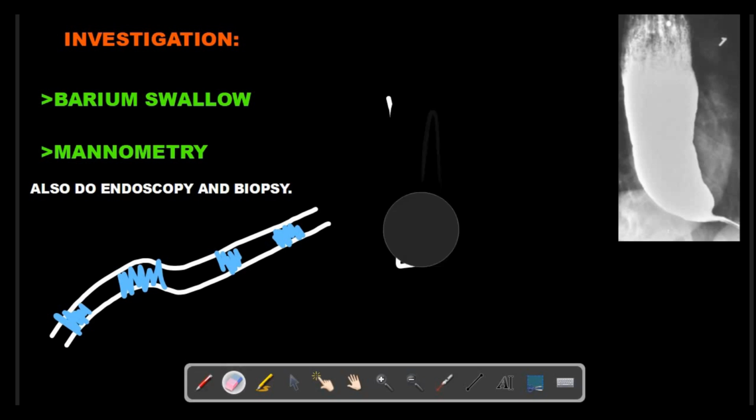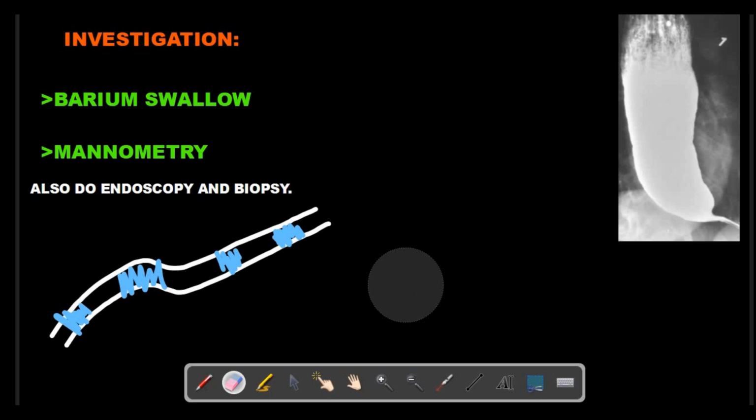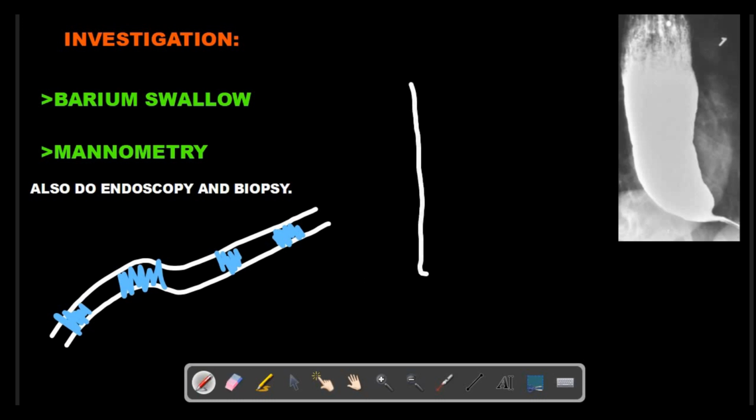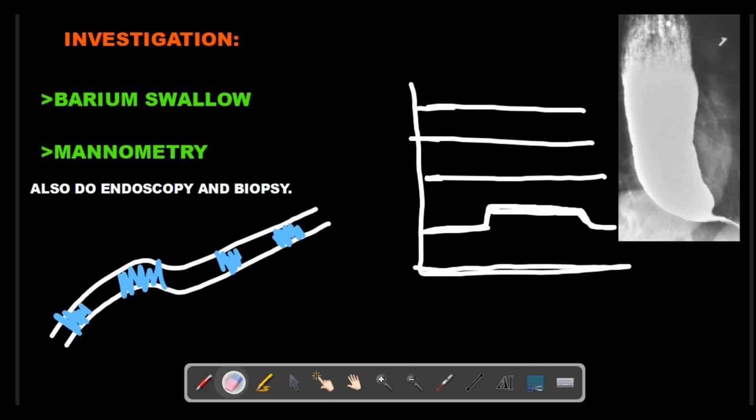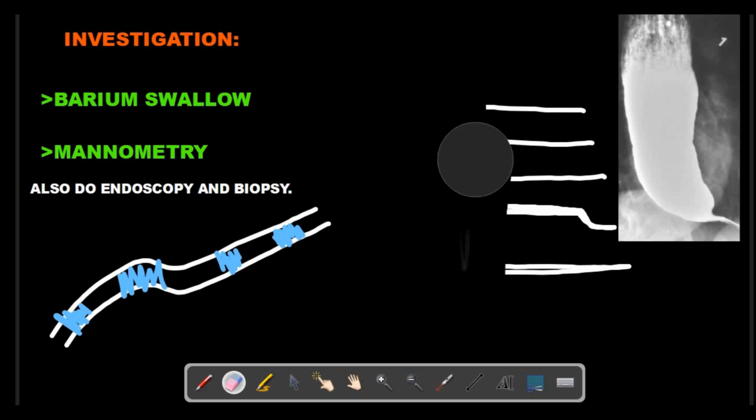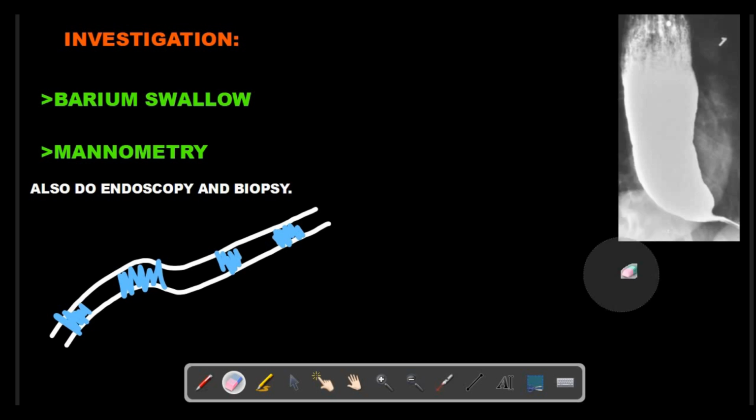In case of Achalasia Cardia, what happens is, even without giving the patient anything to swallow, the upper esophagus is normal. We can see straight lines at rest. But at the lower esophageal sphincter's level, we can see a sustained contraction. And this is happening even without giving anything to swallow to the patient. So this is how you can confirm the diagnosis of Achalasia Cardia using manometry. Along with this, it's also necessary to do regular endoscopy and biopsy to rule out cancer.